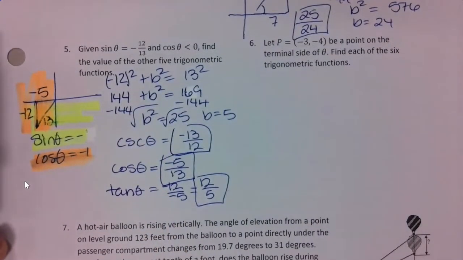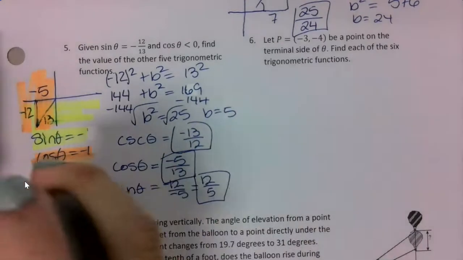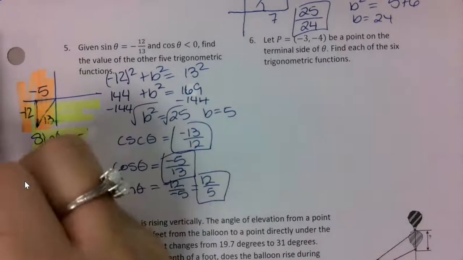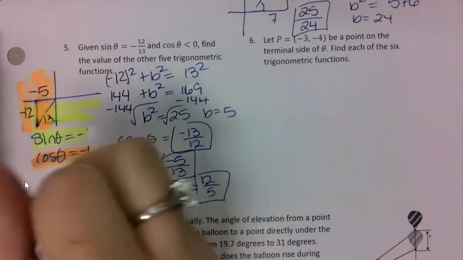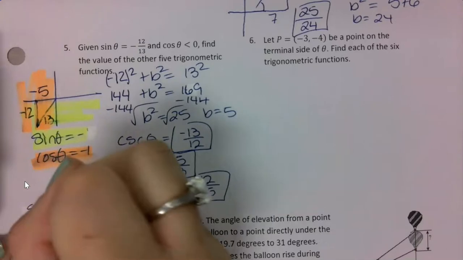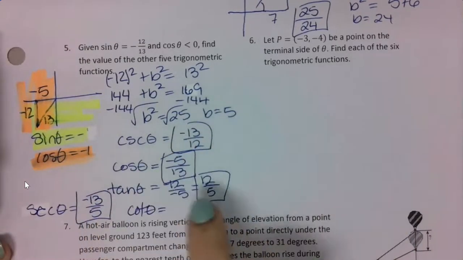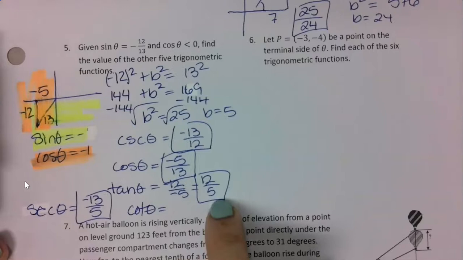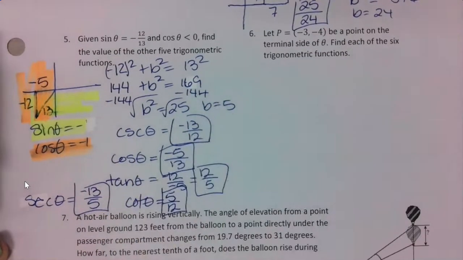I am going to find secant, which is the reciprocal of cosine. So I'm just going to flip the cosine fraction. That is going to be negative 13/5. And then I'm going to find cotangent, which is the reciprocal of tangent. I can flip my tangent fraction. I can flip either the original or this one. If I flip the original, I will still have to simplify. So I'm going to flip the simplified one, which gives me 5/12.